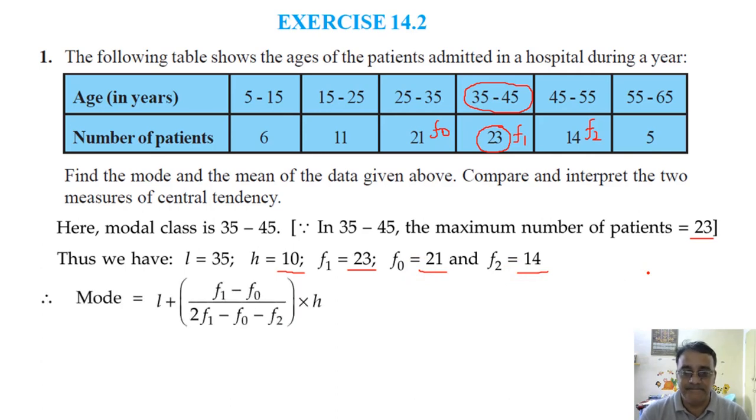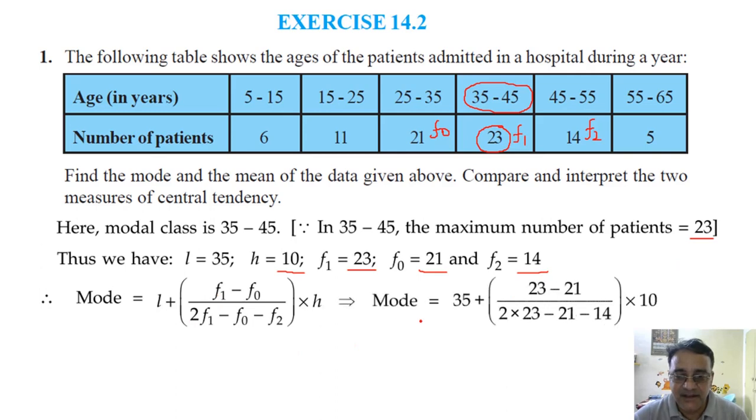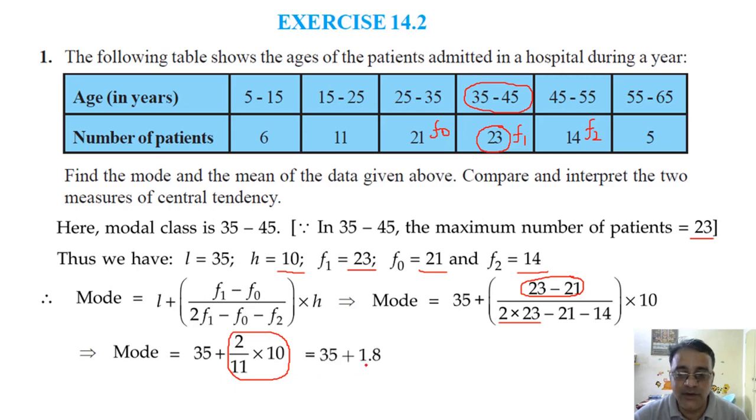Now write the formula and substitute. So 35 plus (23 minus 21) upon (2 into 23 minus 21 minus 14) into 10. The denominator becomes 46 minus 35, which is 11, and the numerator becomes 2. So 35 plus 2 by 11 into 10. So 20 by 11, if you solve, you will get 1.8 approximately. So the final answer is 36.8 years approx.